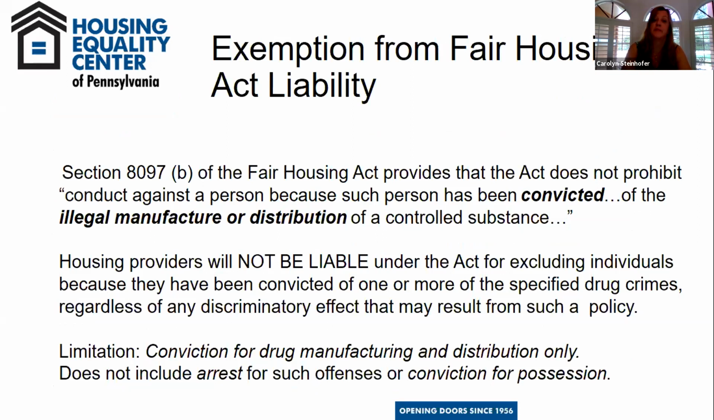So there's an exemption from this liability under the Fair Housing Act, and that is that if someone has been convicted of the illegal manufacture or distribution of a controlled substance, then housing providers will not be liable under the Act for excluding those individuals, regardless of any discriminatory effect that may result from such a policy. But please note that that is a conviction for drug manufacture and distribution only, and it does not include arrest for such offenses, and it does not include conviction for possession.